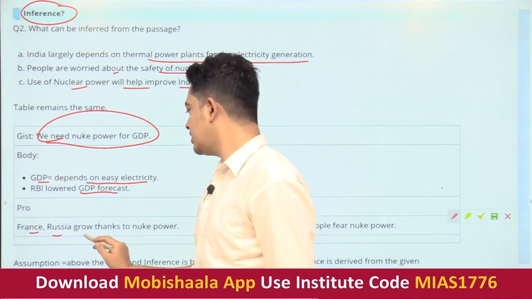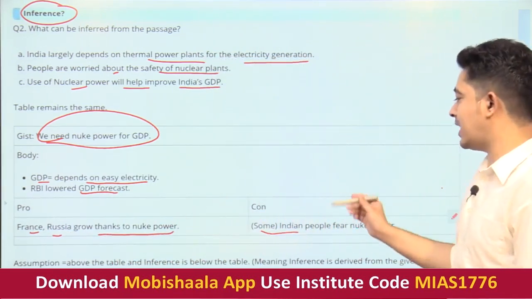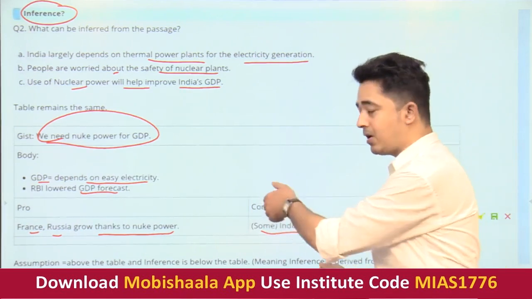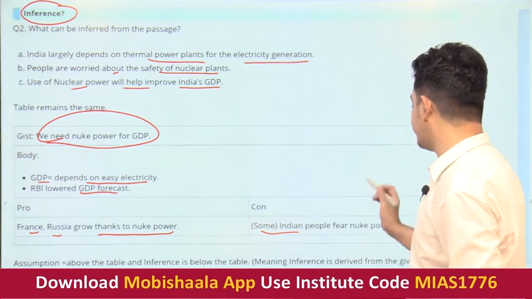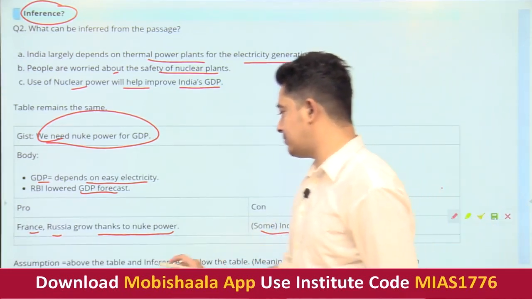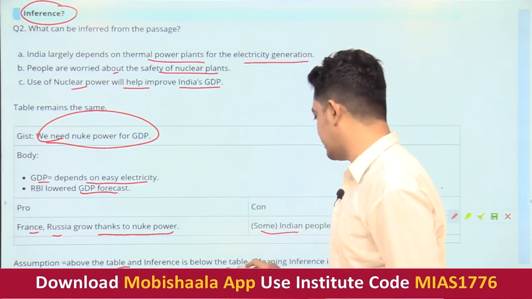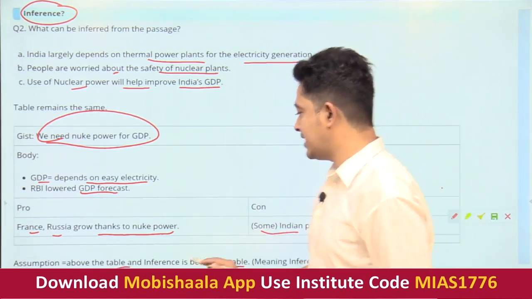France and Russia grew thanks to nuclear power, and consider some, which means the author of the passage is talking about some people in our country. So some Indian people fear nuclear power. Now, assumption is above the table and inference is below the table. Meaning inference is derived from the given statement or case.